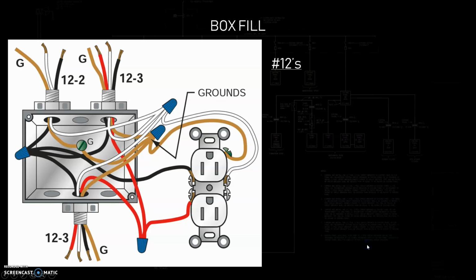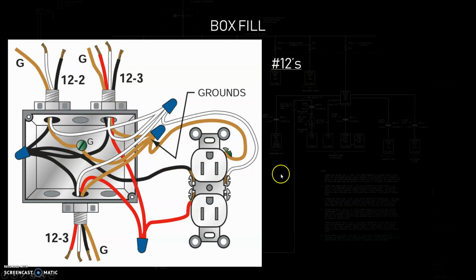Okay, so the first thing I like to do is count my conductors. Now remember, we're going to count grounds separately, so we're not going to count grounds yet. We're just going to count hots, neutrals, switch legs, current carrying conductors. They originate outside the box, terminate inside the box. So let's go ahead and just count them.